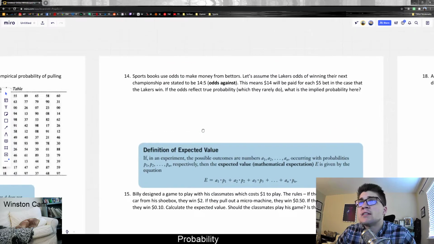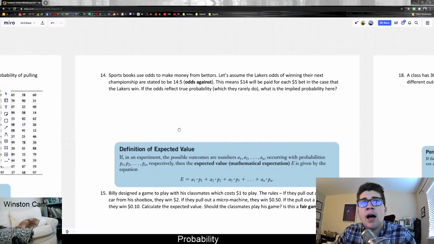So let's look at example 14 as well. Just another example in sports, but sports books use odds to make money from bettors. If you wanted to bet on sports, in some states it's legal, some states it might not be legal, but you could place a wager, say put $1 on the Lakers to win the championship, or put $100 on whatever. I'm not really a fan of sports betting, so I don't do it, but let's go ahead and see how it works.